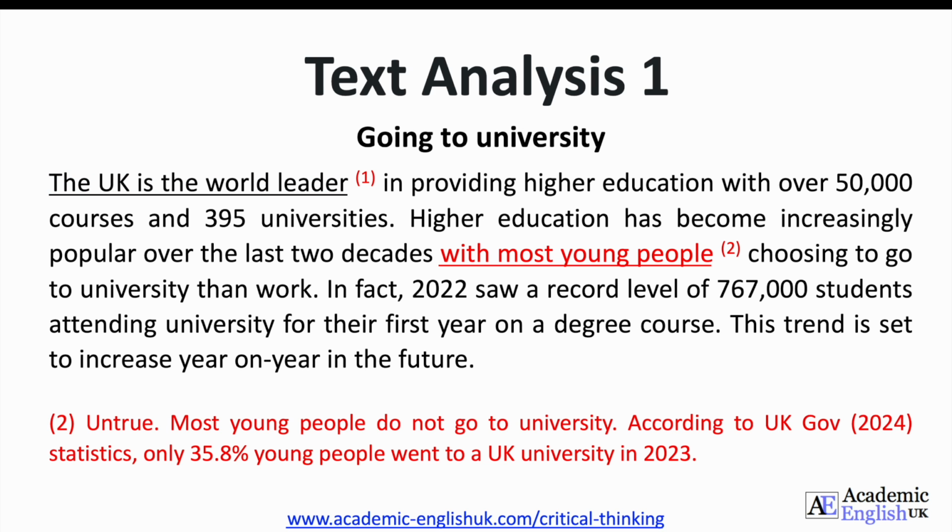Point 2. With most young people choosing to go to university, again, if you fact checked this, you would find that this is untrue as well. According to the UK government's 2024 statistics, only 35.8% of young people went to university in 2023. So this lacks validity.